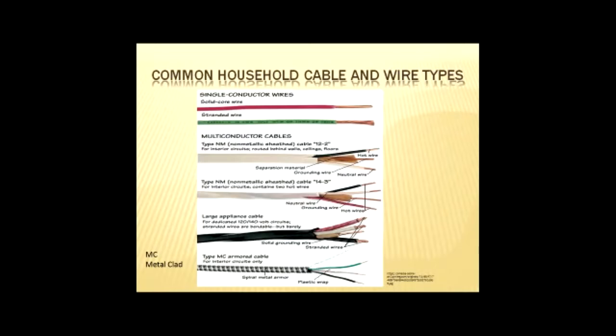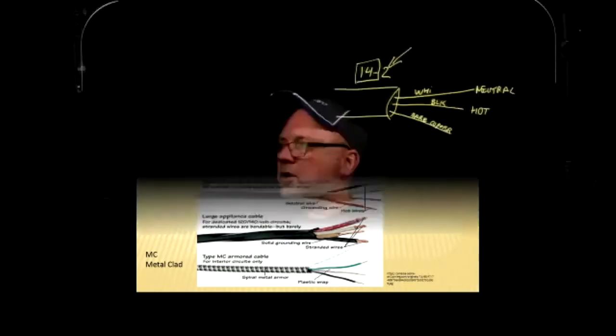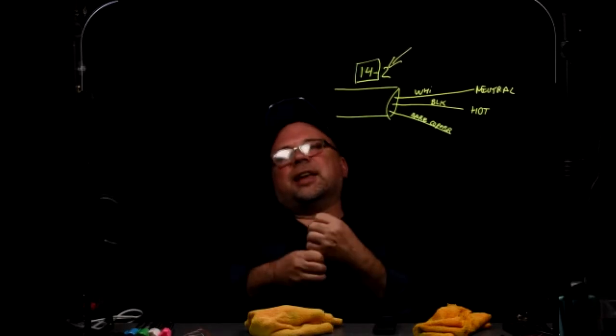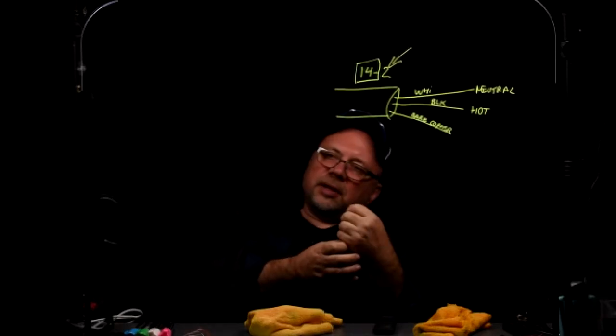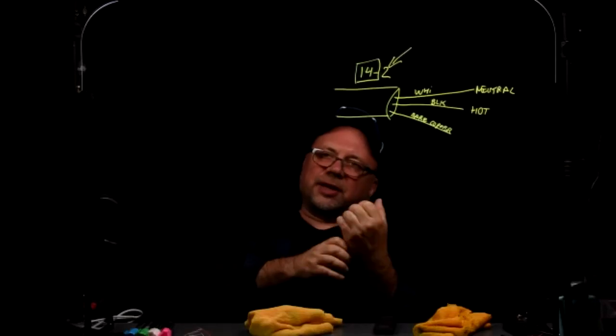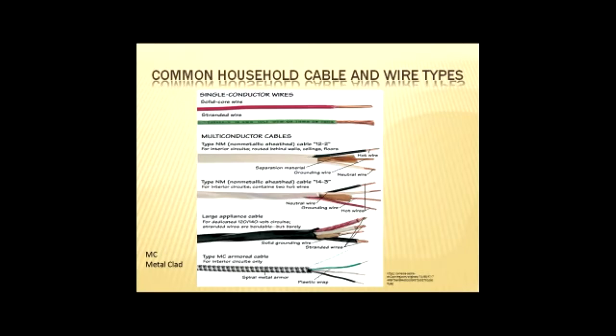All right. Common household cables and wire types. On the top here, we have something that's called single conductor wires, and in some labs, you are going to use single conductor to wire things. And in some labs, you're going to use cables. A cable is a collection of conductors enclosed in a jacket. A wire, a single conductor, is sometimes used on its own.